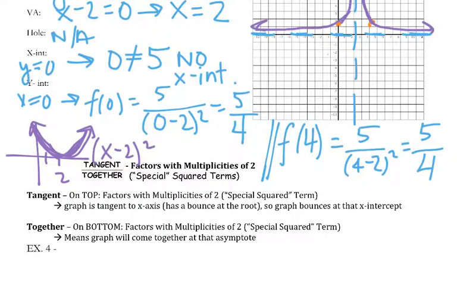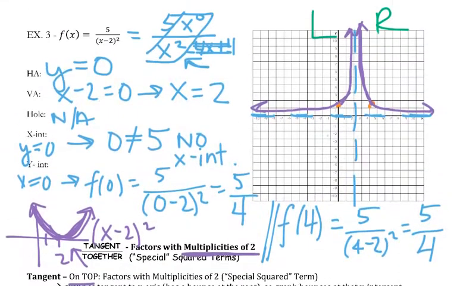There's a similar idea here. If you have a multiplicity of 2, so one of your factors is squared, there are two possible scenarios. If your squared factor is on top, so if it's in the numerator, your graph will be tangent to the x-axis. It will bounce, just like with the polynomial function. It will bounce if you have a multiplicity of 2 in the numerator. If your multiplicity of 2 is in the denominator, it means your graph will come together.